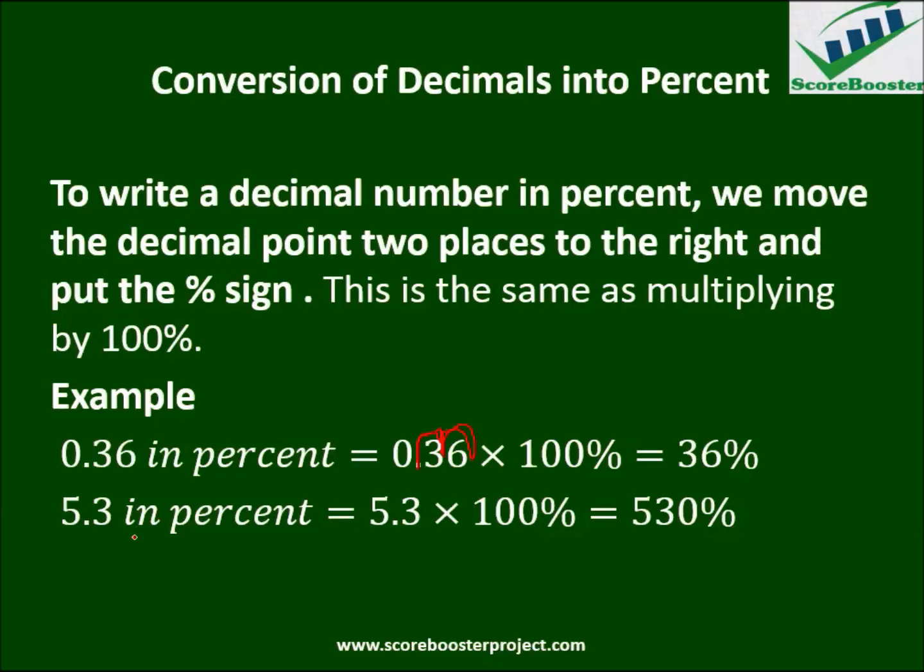So similarly, 5.3 could be done by simply multiplying by 100% or moving the decimal point 2 places to the right. So 1, so you have 53.0 here, which is not shown. Then when you move once again, you have 530, which is 530%. The percentage sign remains.